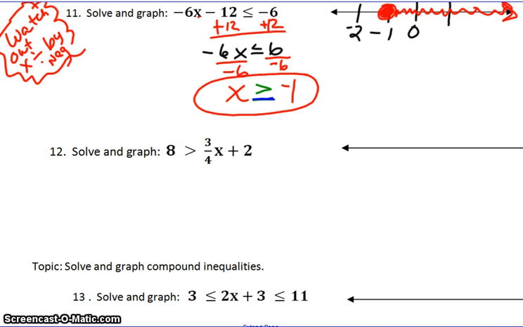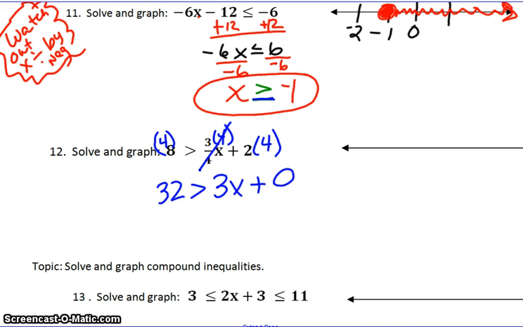We don't like fractions. We like to get rid of them. So to get rid of them, if you remember, fractions are like dividing by 4. I'm going to multiply each and every term by 4. So I indicated that somehow. 4 times 8 is 32. Multiplying by a positive does not switch my inequality. Reduce here, and so I just have 3x, and then I have plus 8.